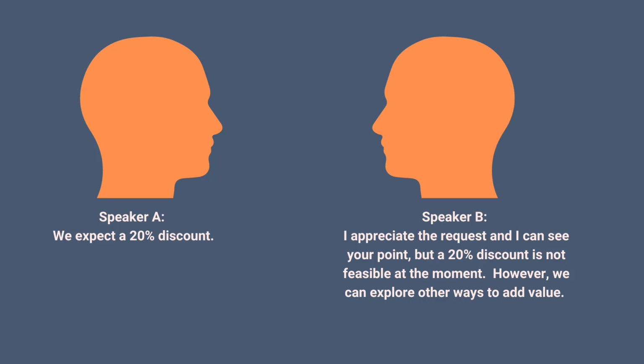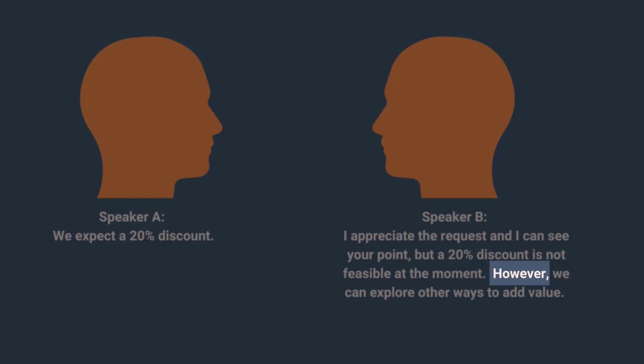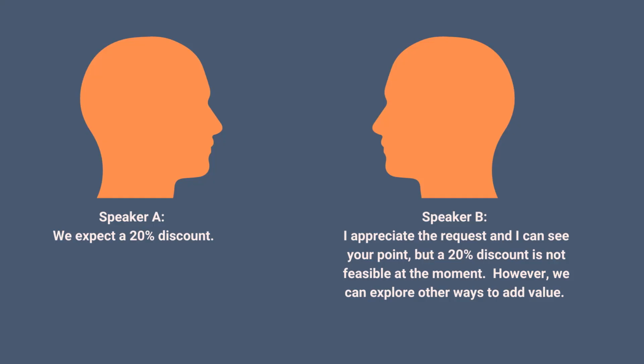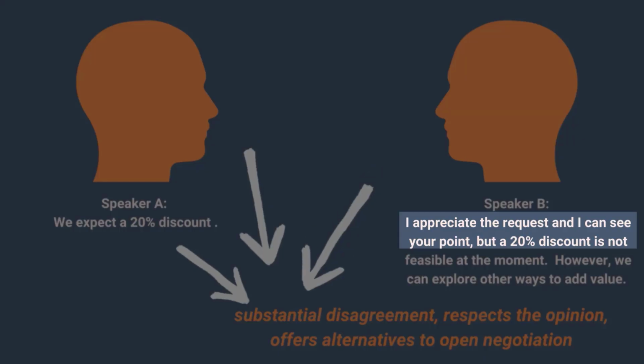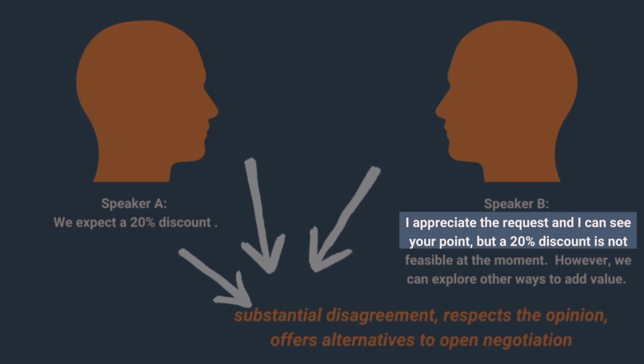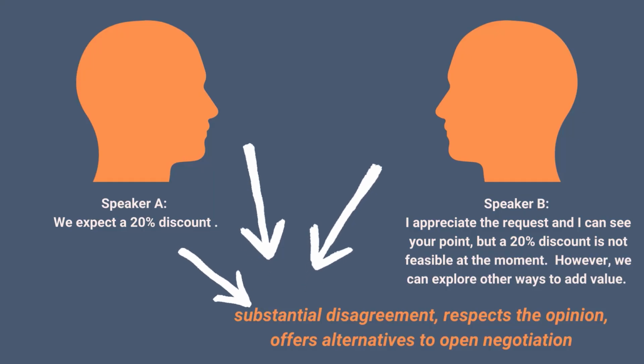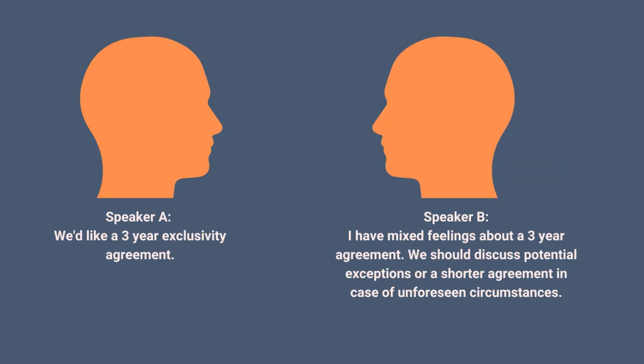Speaker B: I appreciate the request and I can see your point, but a 20% discount is not feasible at the moment. However, a key word, however, we can explore other ways to add value. So Speaker B is again showing respect and showing that he or she understands Speaker A, but firmly says that there is substantial disagreement with Speaker A. But at the same time, and by using the word however, he or she is able to offer alternatives to open up the negotiation. Speaker A: We'd like a 3-year exclusivity agreement.